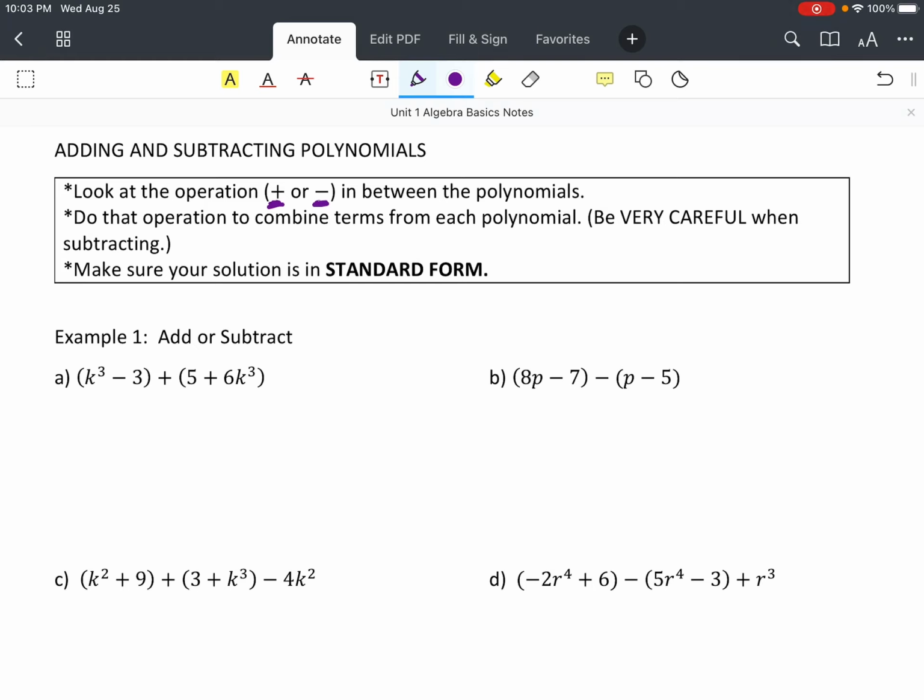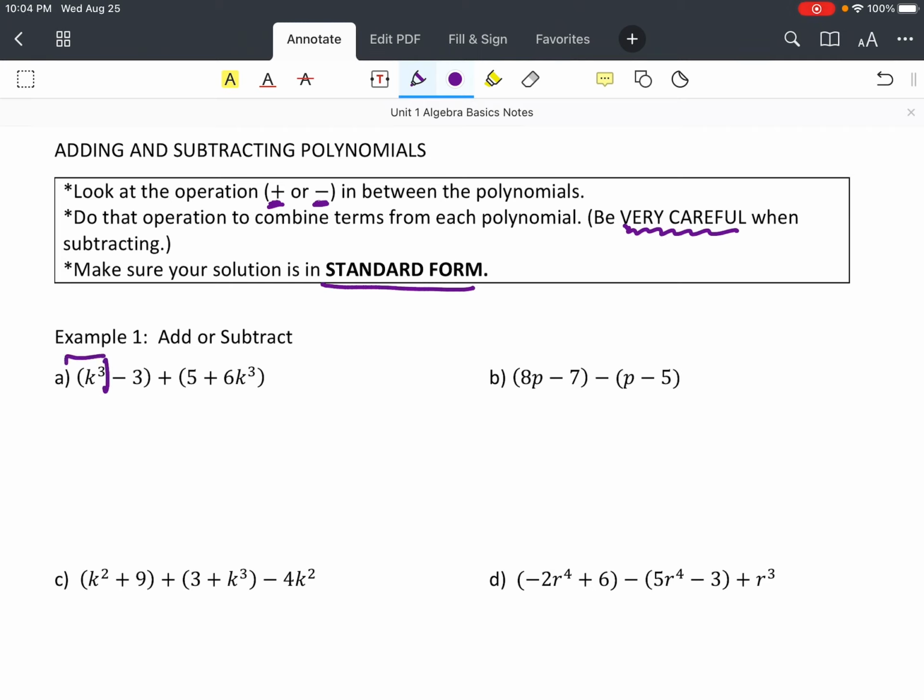We are going to do that operation to combine terms from each polynomial, but make sure to be very careful when subtracting. It may change your signs. And then our answer needs to be put into standard form. I'm going to show you on example A what we do.